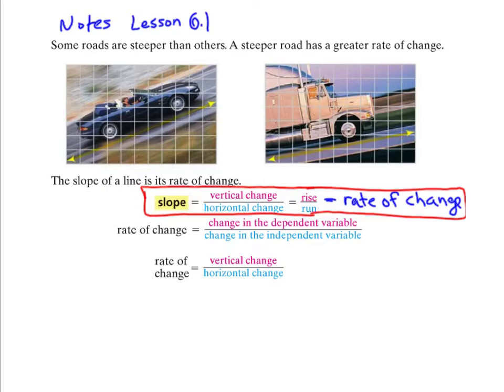And slope is usually all of these different types of words. It's the rate of change, it's the rise over the run, it's the vertical change over the horizontal change, it's the change in the dependent variable all over the change of the independent variable. So anytime we talk about slope, these are also interchangeable words.